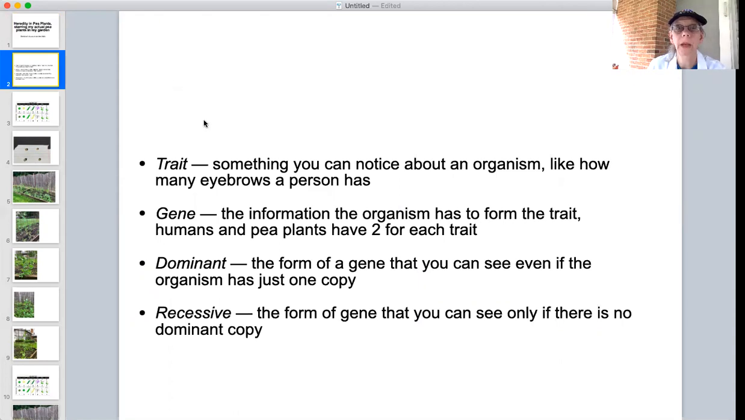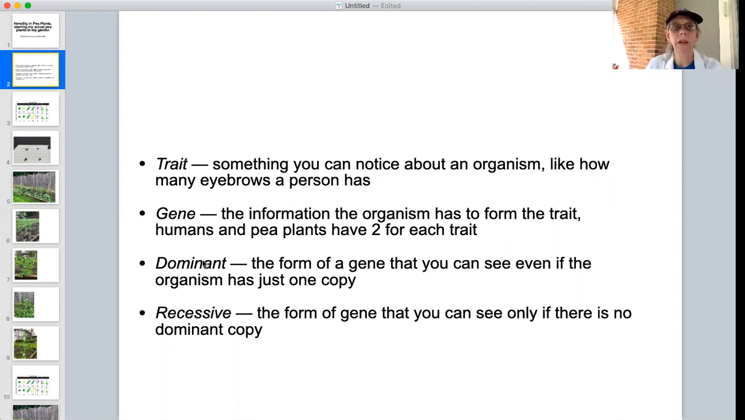All right. A trait is something you can notice about an organism, like how many eyebrows a person has. That's people. Pea plants we'll talk about in a minute. The genes are the information the organism uses to make those traits. You have two for each one, pretty much. One from your father, one from your mother, makes two.